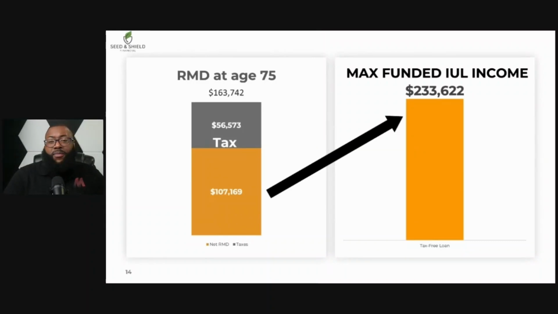This is all tax free, people. It's a big difference. So we need to get out of that tax deferred bucket as soon as possible. And I can show you that with all certainty.